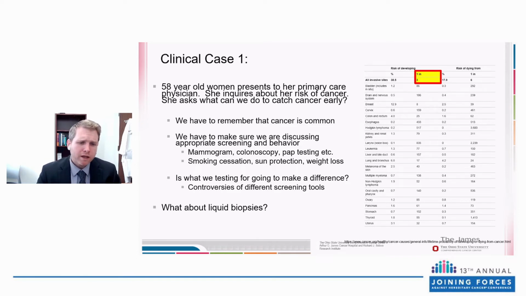And then when we're talking about any of these testing to try to catch cancer early or prevent cancer, we have to be thinking about, is what we're doing actually making a difference? And even amongst these tried and true screening tests like mammogram and pap testing, there's debates amongst the scientific community about when do we start, when do we end, how often do we have to get them? And that's because we want to make sure that we're getting the most impact from the testing that we're doing for our patients. So then the conversation shifts from what we've been established to do over many, many years of medicine to what about liquid biopsies?